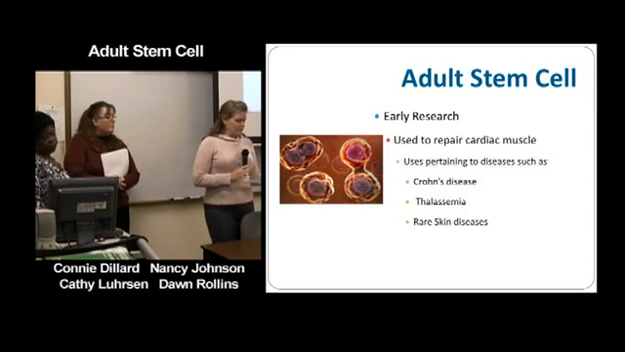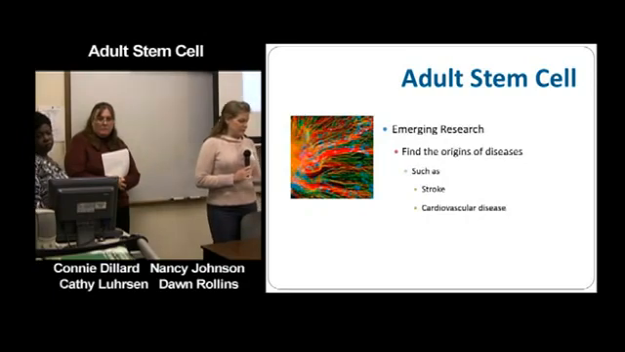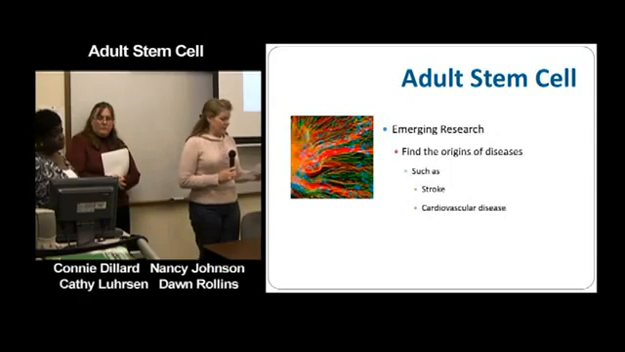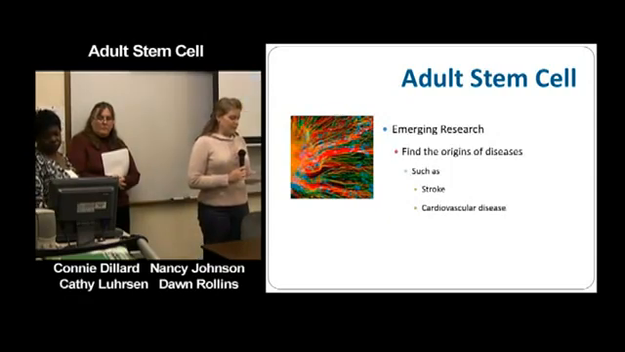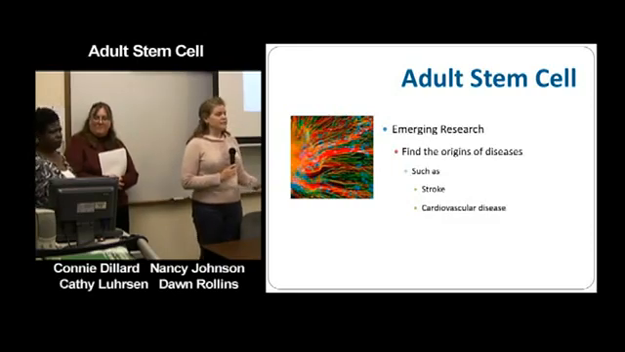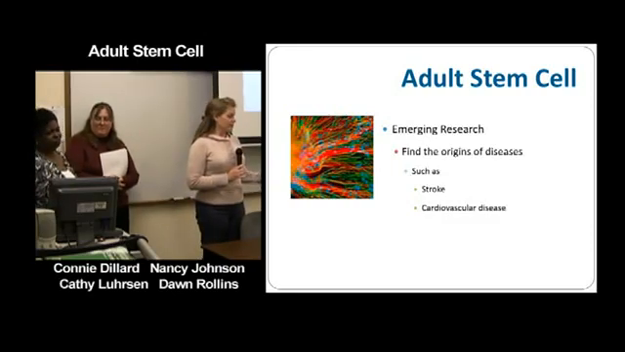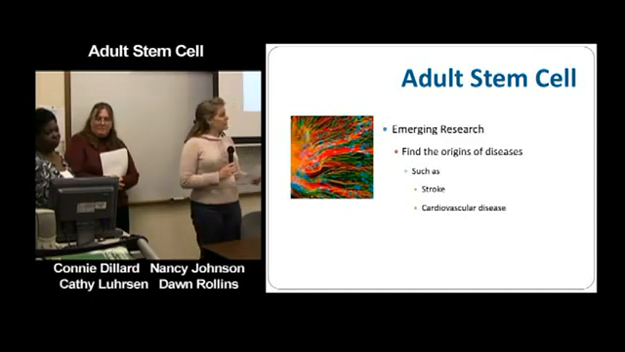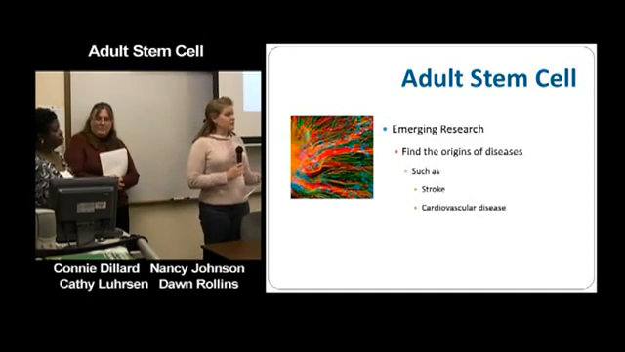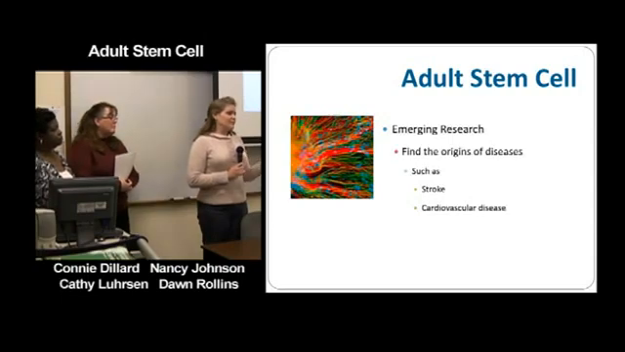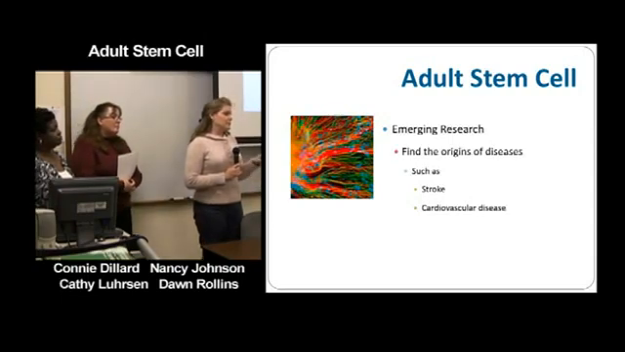Currently, they're doing research with genetic and acquired diseases, which of course affect the blood and the bone marrow. And then moving into the future, they're looking into the origins of a lot of diseases, including stroke and cardiovascular disease. Scientists are now using chemical markers to track the adult stem cells in the body, so as they replicate and become different cells, they can track them and harvest them a bit easier.